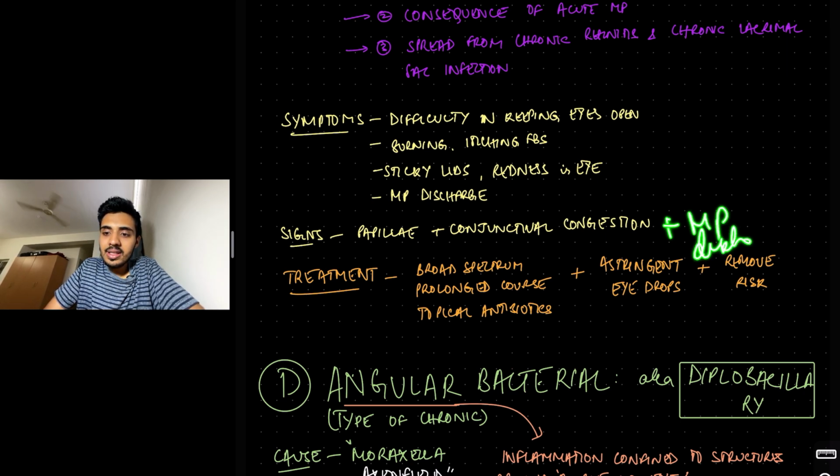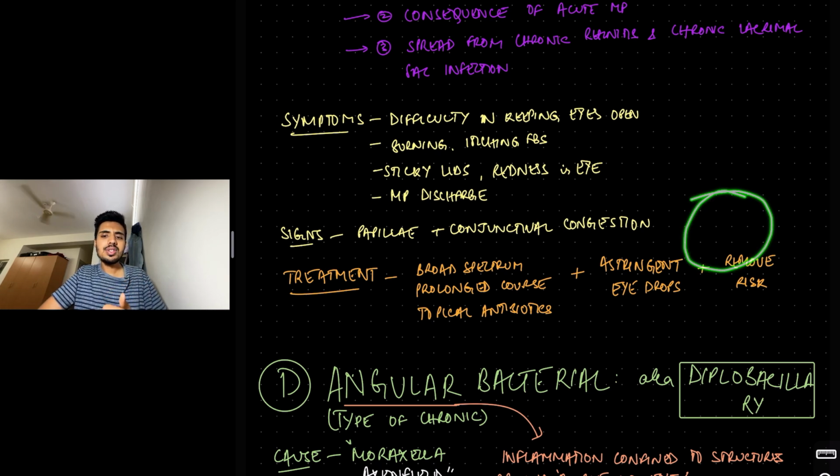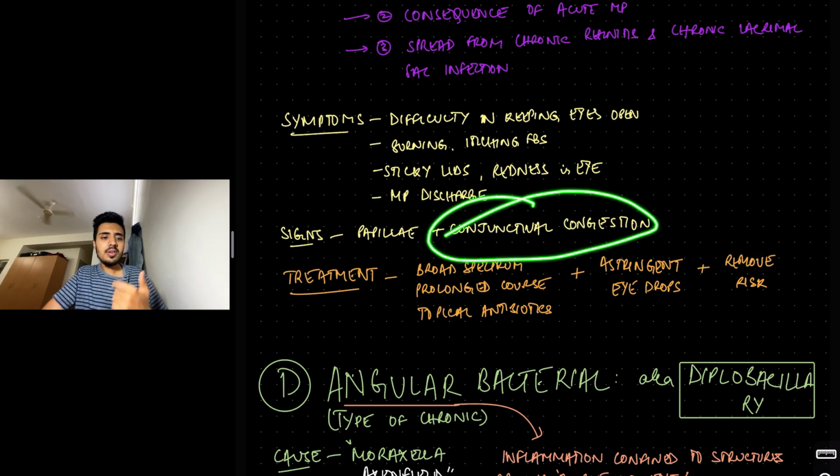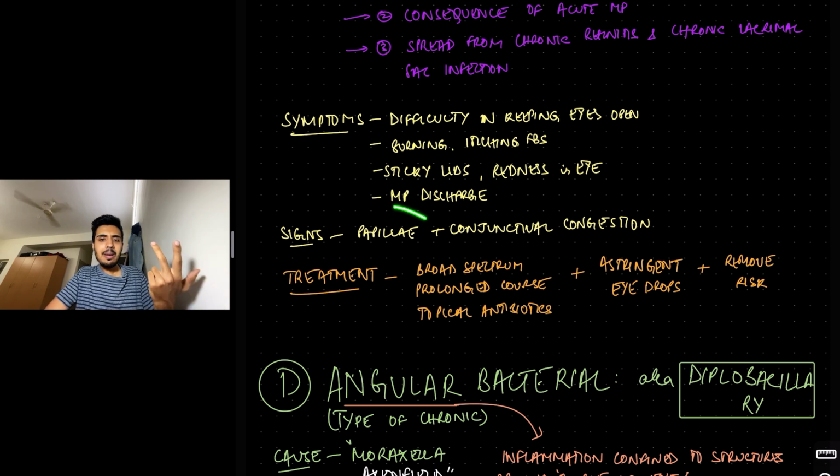What are the three things that I told in the introductory video? Bacterial conjunctivitis meaning mucopurulent discharge, and conjunctival congestion that causes redness, and papillae. Papillae is what? That red velvety appearance because of dilated hypertrophic blood vessels in the conjunctiva. So that is about signs.